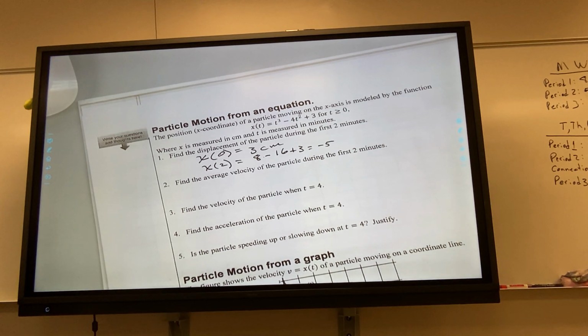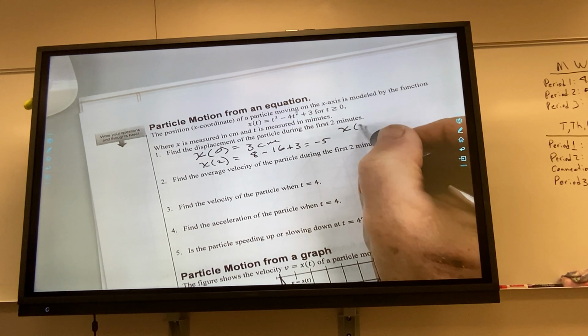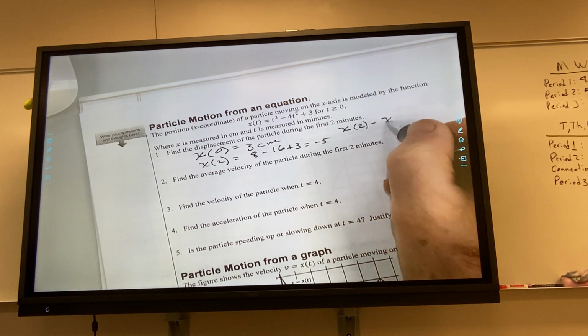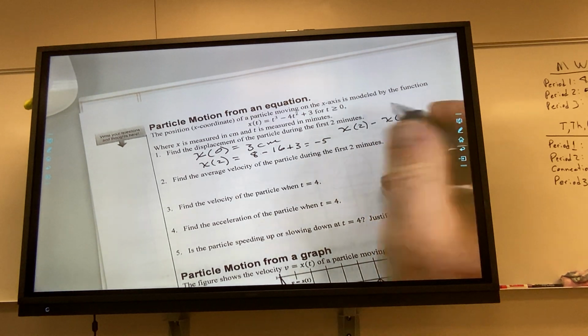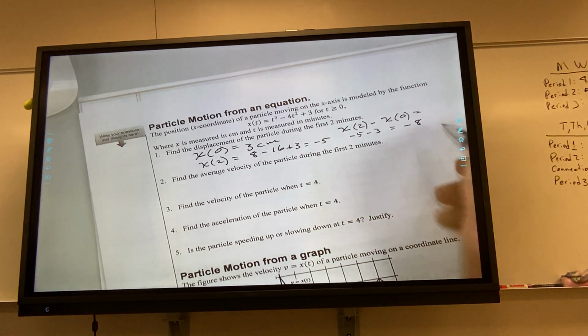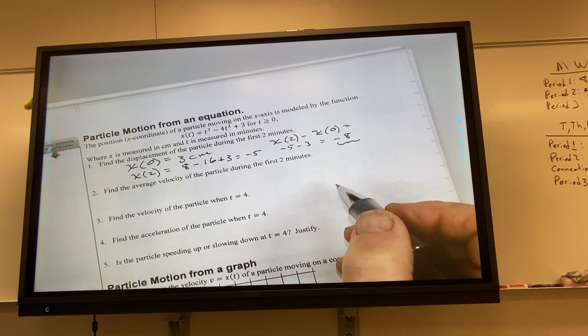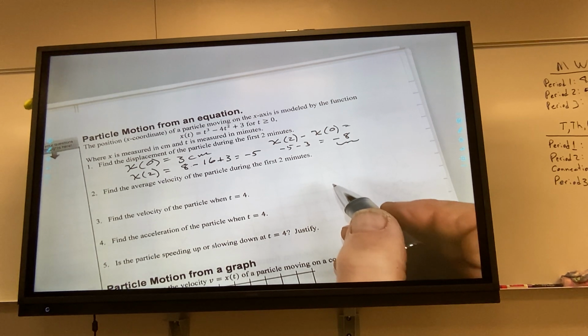So what is its displacement? -2. No. It's going to be x of 2 minus x of 0. And I'm going to get -5 minus 3, I'm going to get -8. What does the -8 mean? It means something. Is it the average rate of change between the 2 points? It would be if I would divide.